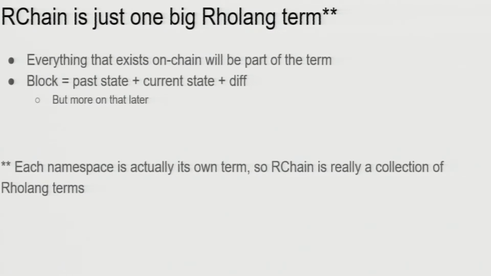And all a block is going to look like is it's going to tell you what the past state was, what the past Rholang term was, what the new Rholang term is, and what happened in between, what new code was added, and what comm events happened. And Kent will get into the details of what that looks like. I do have a footnote here that namespaces should probably be thought of as their own Rholang terms, but that's a detail, and we won't worry about it too much. So RChain, one big Rholang term.